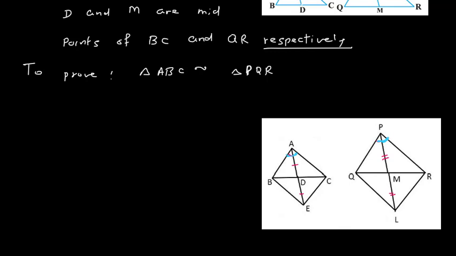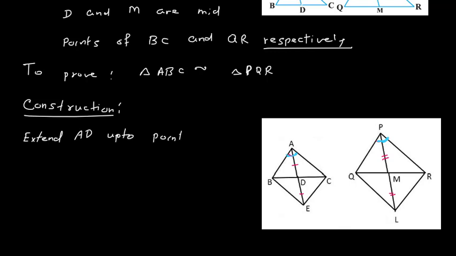Here the next step, I will do the construction. So here you can write construction. Now what construction have you done? You have extended AD up to point E. Here I will say: extend AD up to point E such that AD is equal to DE.